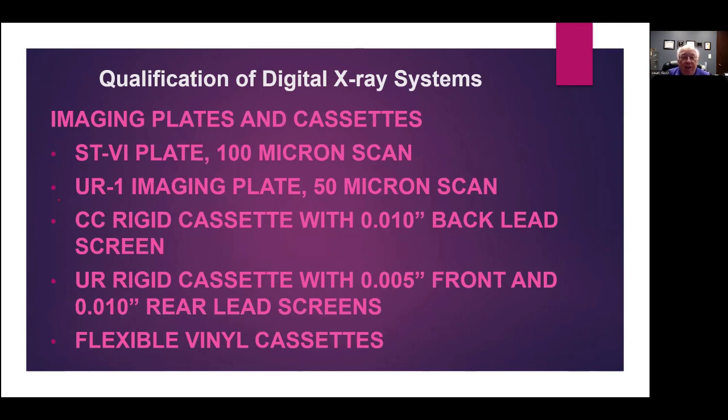So imaging plates, again, we identify each type of imaging plate and what type of cassettes. You have to identify the type of cassettes you're using as well. You're using the manufacturer's hard cassettes that automatically scan, allow the plate to be scanned, or if you use a flexible cassette and then transfer it to the hard cassette to process. So you identify all of those as part of your system qualification.